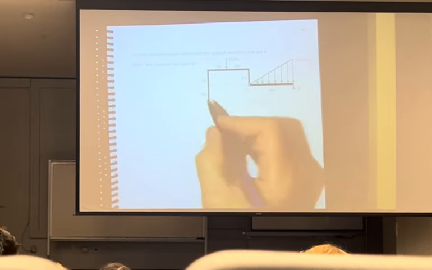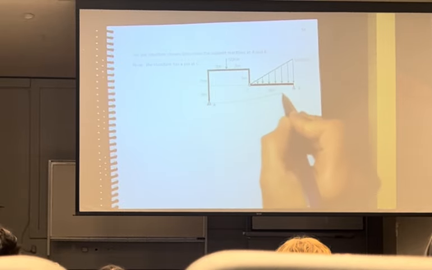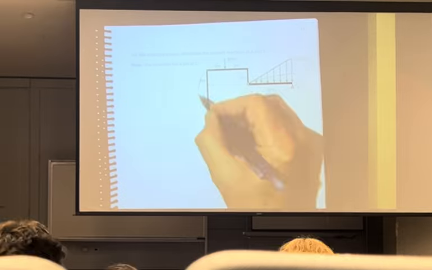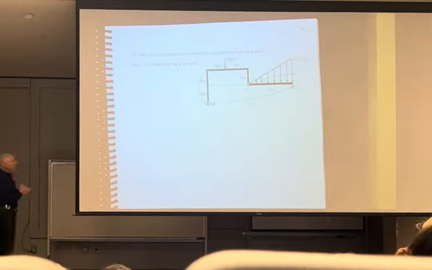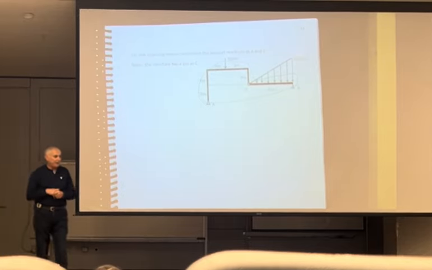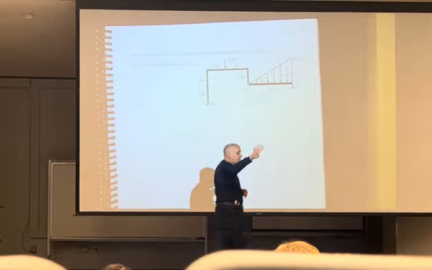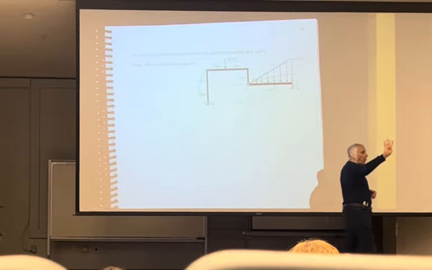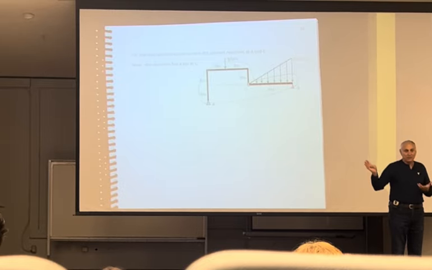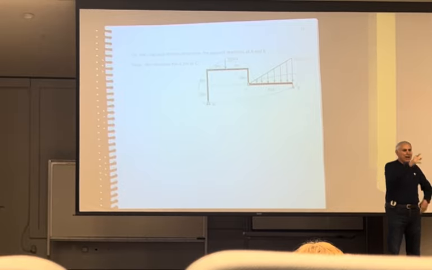Again, if I do it this way, it's bad. Why? Well, because I have a pin at A, 2 unknowns. I have a pin at B, 2 more unknowns. Total, 4 unknowns. How many equations? 3.